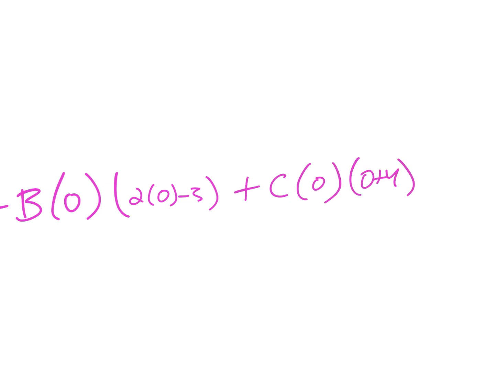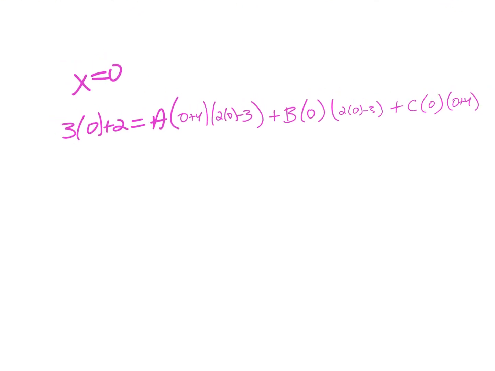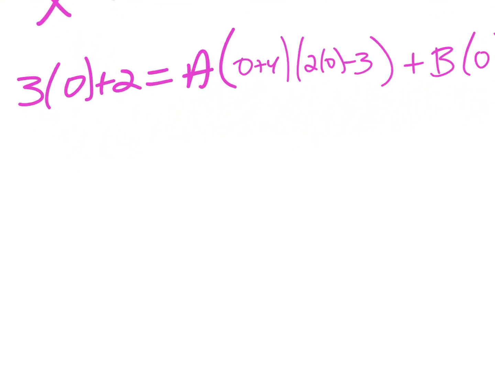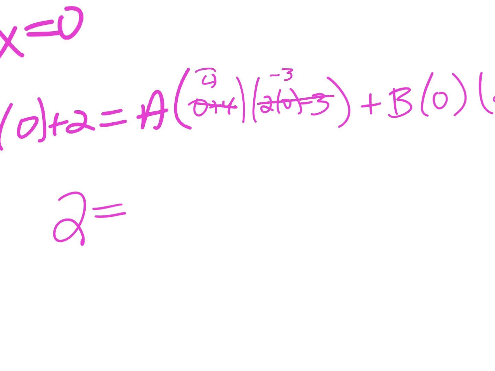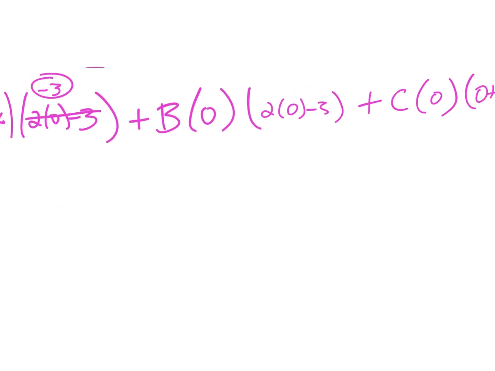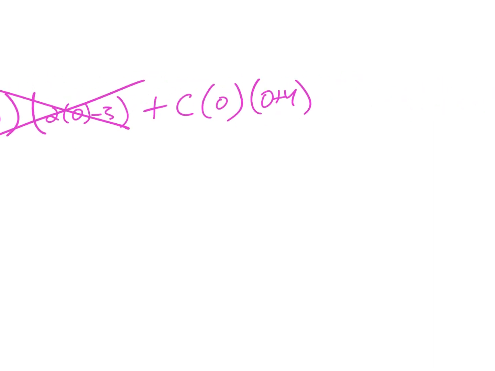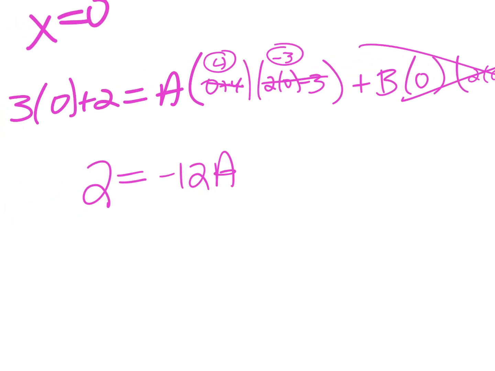Okay, so let's simplify left to right. What's 3 times 0 plus 2? 2. Equals. What's 0 plus 4? 4. What's 2 times 0? 0. Minus 3, negative 3. What's 4 times negative 3? Negative 12. Negative 12a. What's 0 times anything? It's going to cancel. So what do I do? Divide both sides by negative 12. Then a equals negative 1/6.